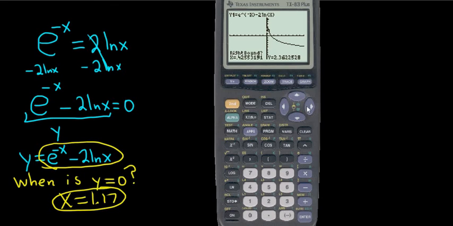Now it says right bound, so you want to go to the right of it. Okay, so we cross it. So now we're to the right of it, so we hit enter one time. And then it says guess, so you hit enter one more time, and it's loading, it's doing its work. Boom, there it is. X equals 1.17. That's it.